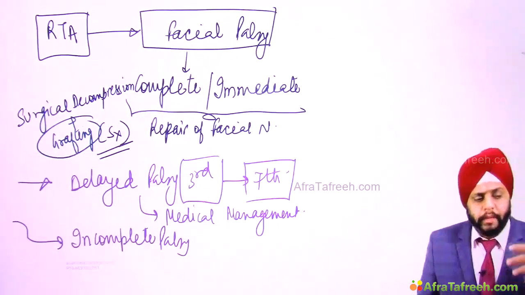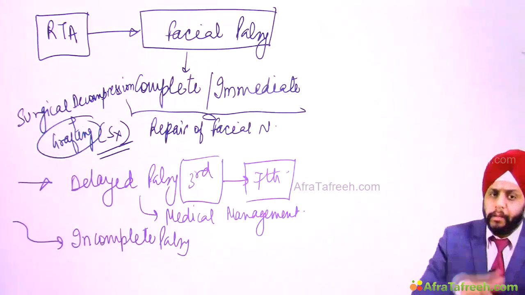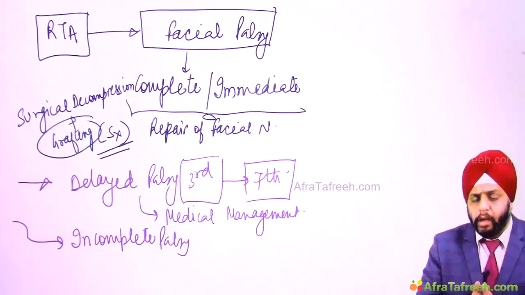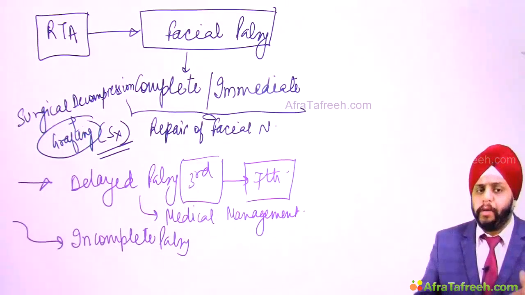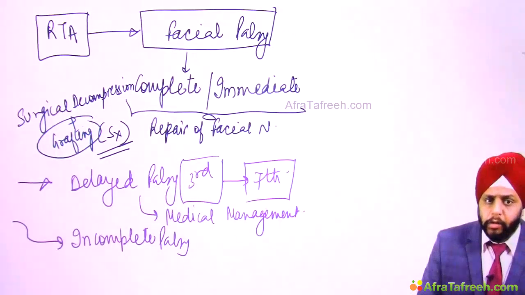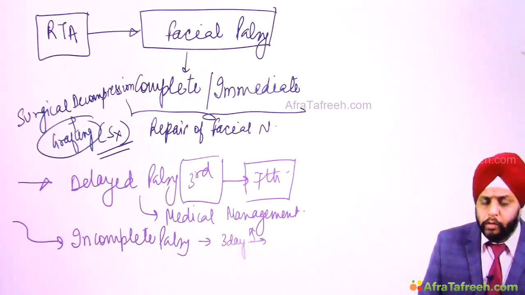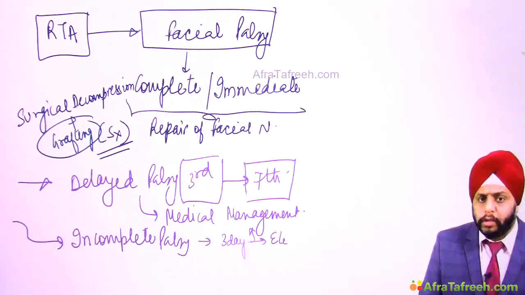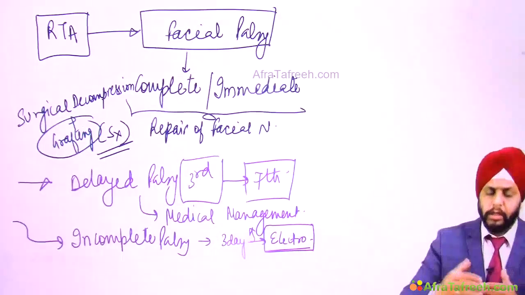That means some part of the facial nerve is actually intact. The other part may be compressed, may have undergone edema, or may have been cut. You don't know that. Okay, so what will you do in incomplete palsy? In incomplete palsy, you will wait for at least 3 days. You will start with the medical management to reduce the edema and you will wait for 3 days. After 3 days, you can do the electrophysiological nerve testing. Okay, you can do the electrophysiological nerve testing from 3rd day to 14th day.